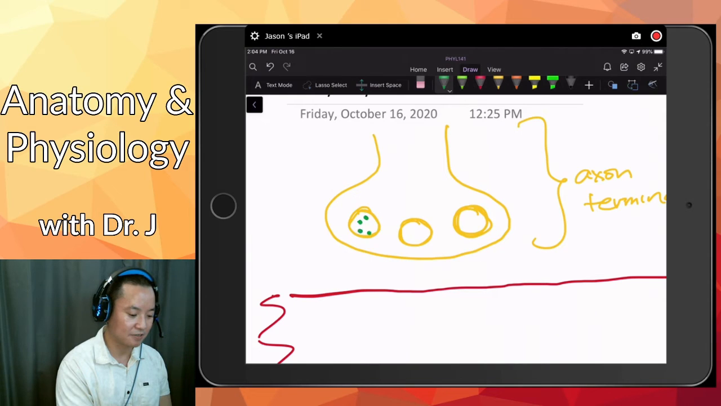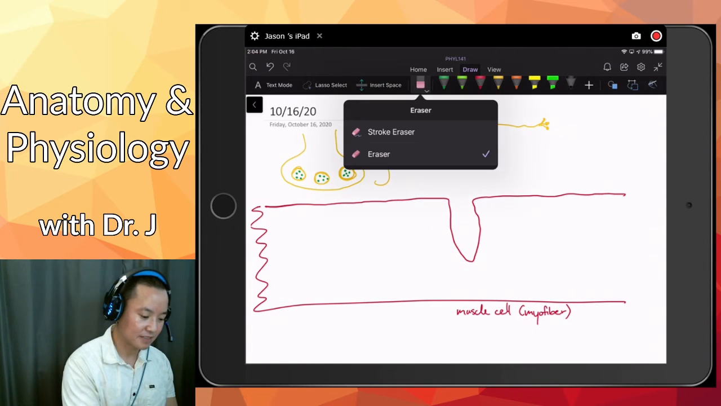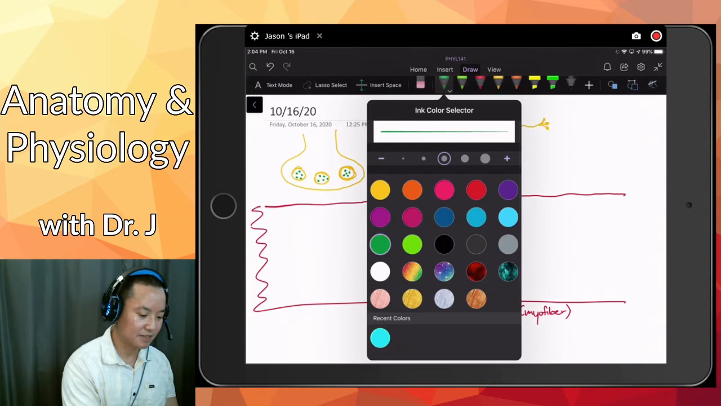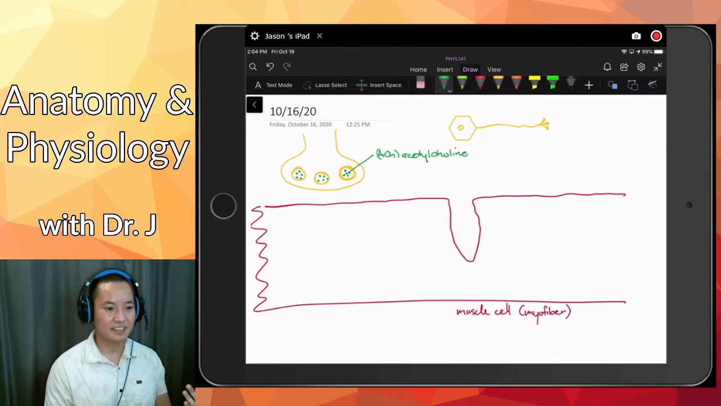So I'm going to draw these as little green dots. You have a special type of chemical, and this chemical is a neurotransmitter. It's something that transmits signals from neurons to other cells. So this chemical I drew right here is called, yes, the abbreviation is ACH, but you should know the full term is acetylcholine. ACH is just the abbreviation for acetylcholine.